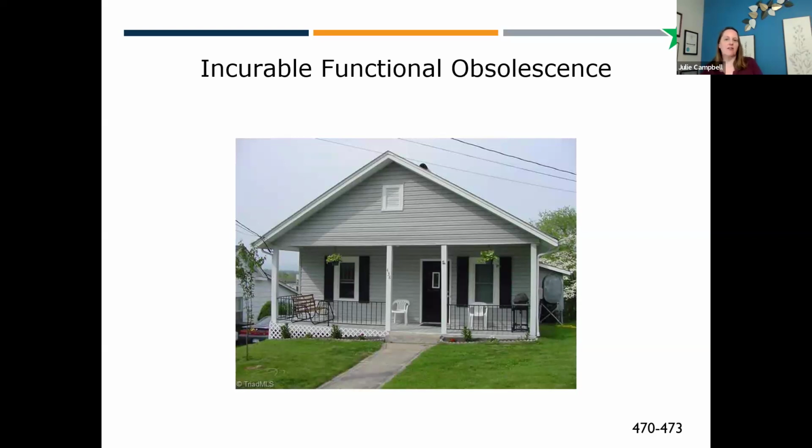Is it economically feasible to add a second bath? I don't know. Can you get your money back? If not, it would be incurable. Another good example of incurable is if the property doesn't have central AC. Maybe they have AC window units. Is installing central AC an outdated design, but is it economically feasible to get your money back?